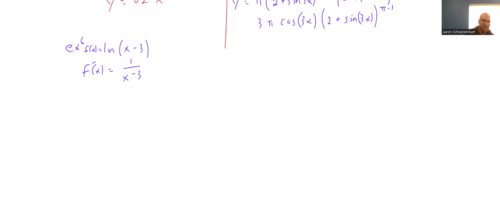Now, the domain of the function was 3 to infinity. The natural log has to have a positive number inside. The domain of this function would just be x is not equal to 3, but if it was not in the domain of the original, it cannot be in the domain of the derivative. The derivative can only have a domain that was in the domain of the original function.